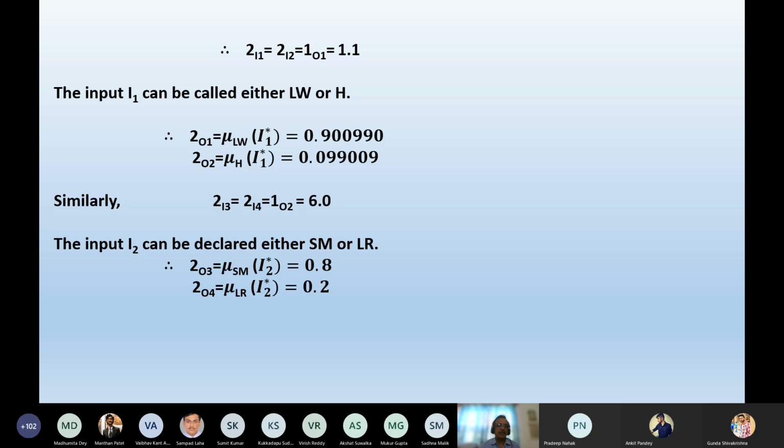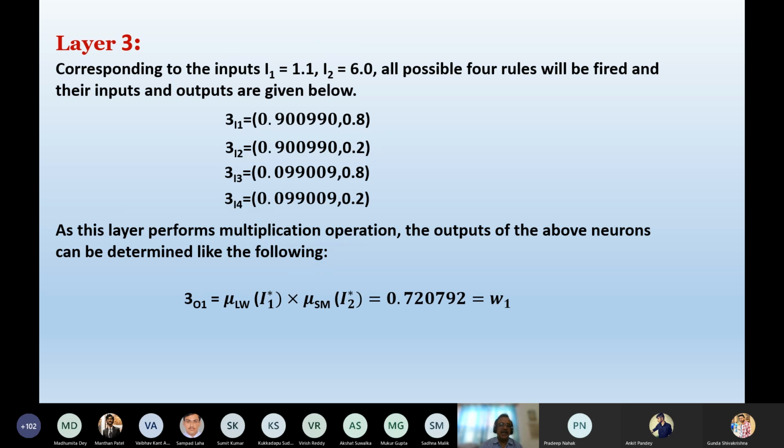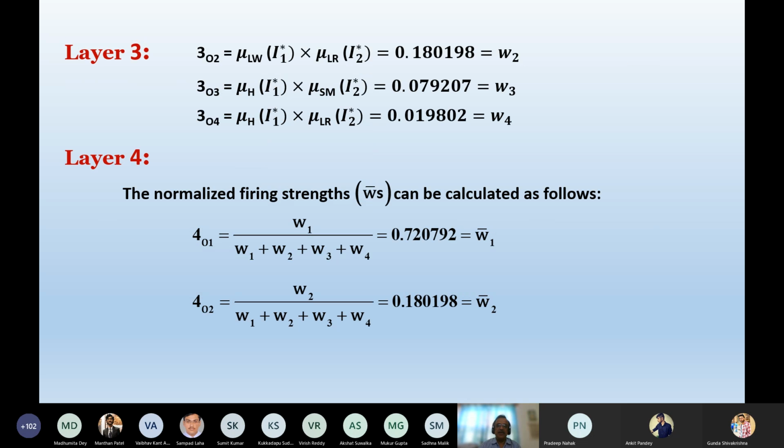Then layer 3. We are going to collect the membership function values for each of the fired rules. Then we multiply the corresponding mu values and you'll be getting the output. So we can find out the firing strength W1. Similarly, you can find out the firing strengths W2, W3, and W4.